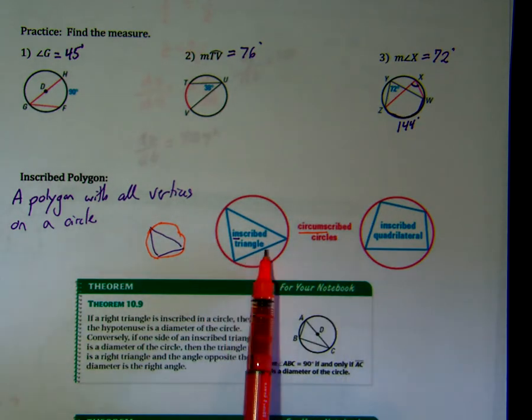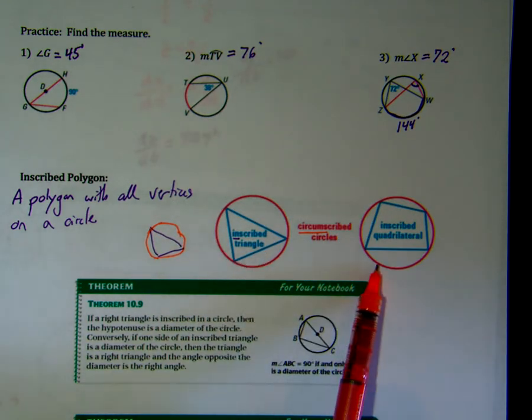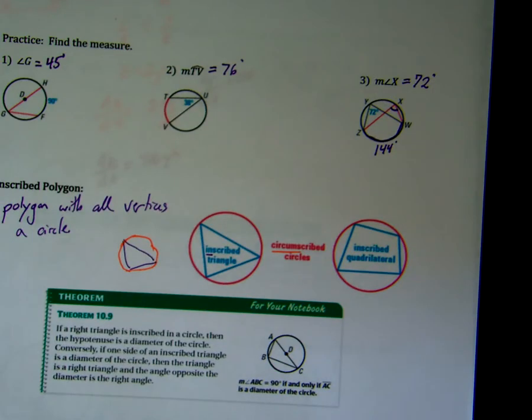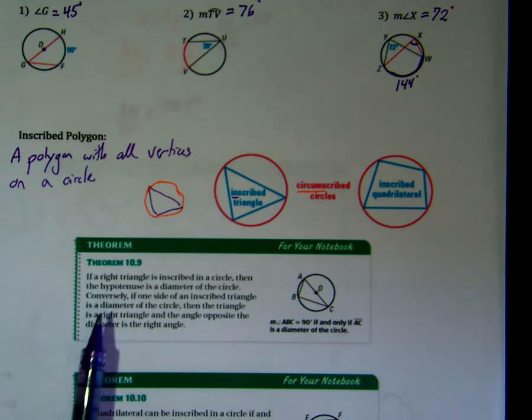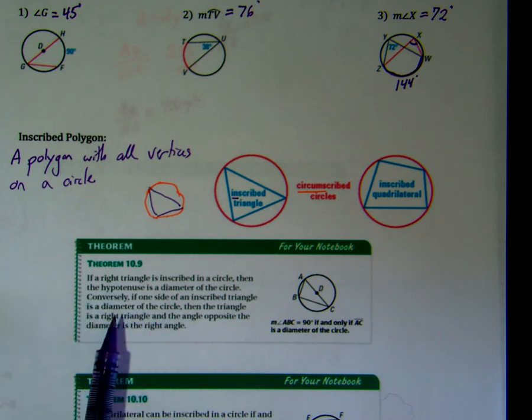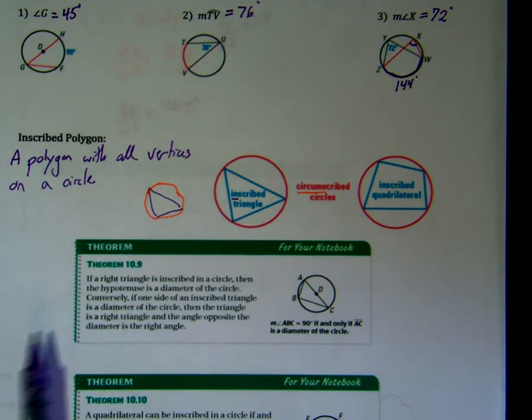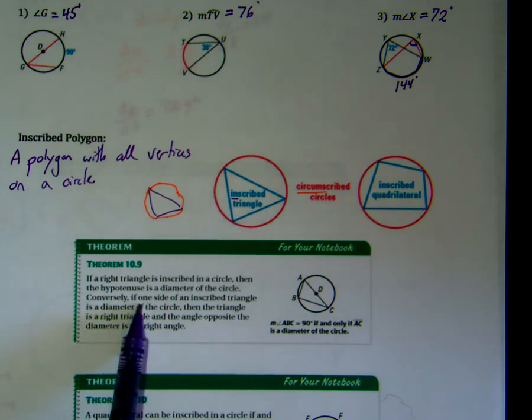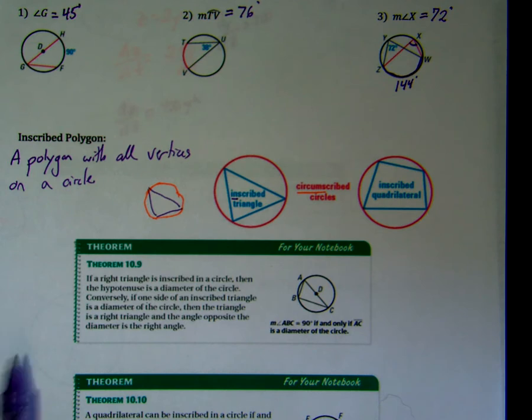Okay, so this is an inscribed triangle. This is an inscribed quadrilateral. You can do that with pretty much anything. You can do that with any other shape. So a couple theorems here. If a right triangle is inscribed in a circle, then the hypotenuse is the diameter of the circle. And then conversely, if one side of the inscribed triangle is a diameter, then the triangle must be a right triangle.